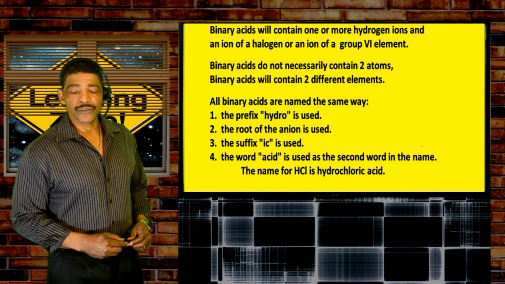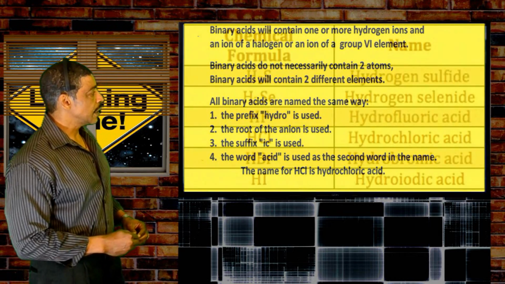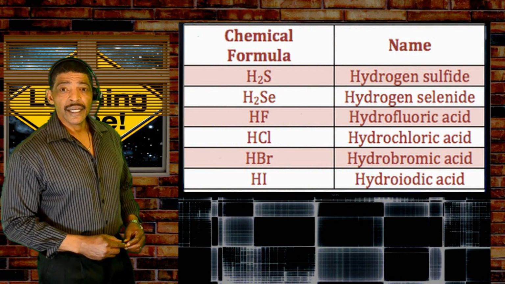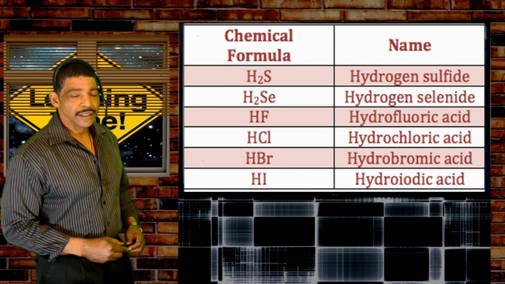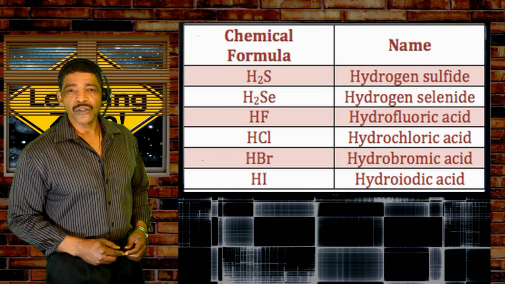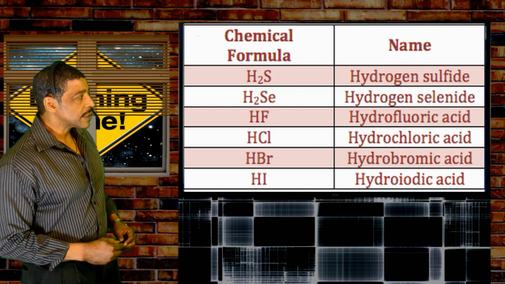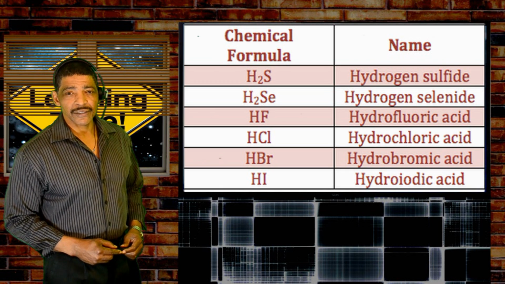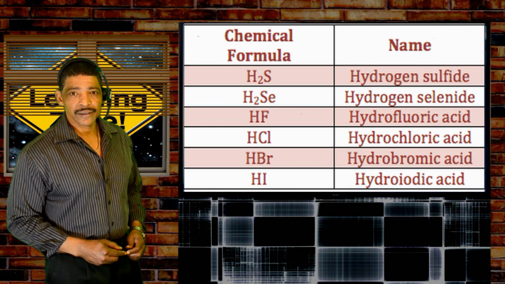Other examples of binary acids include the following: H2S, hydrosulfuric acid; H2Se, hydroselenic acid; HF, hydrofluoric acid; HCl, hydrochloric acid; HBr, hydrobromic acid; and HI, hydroiodic acid.